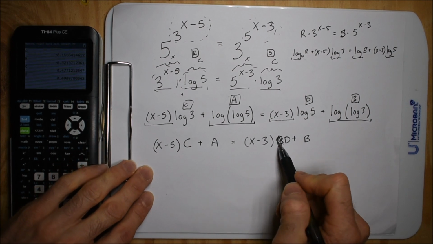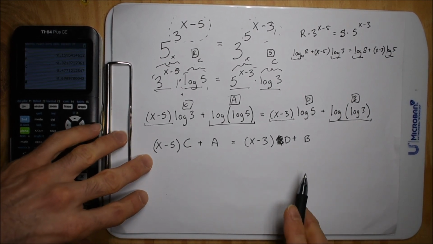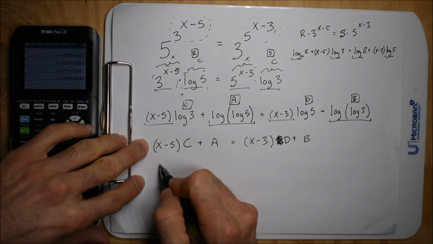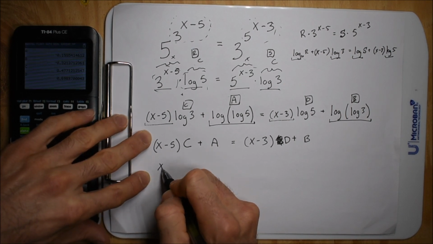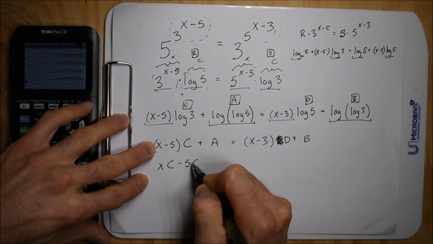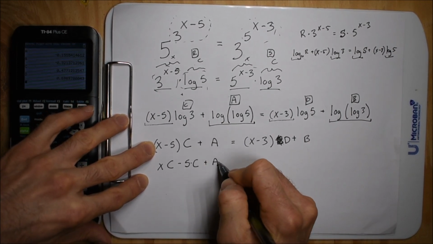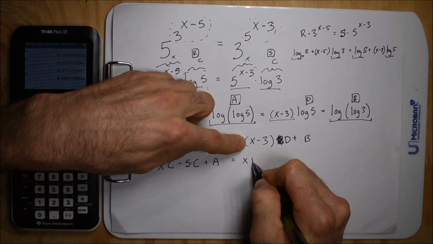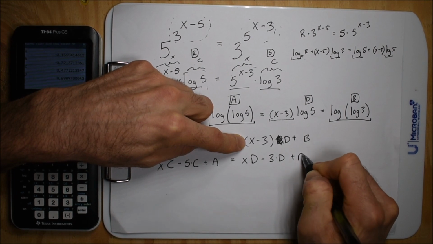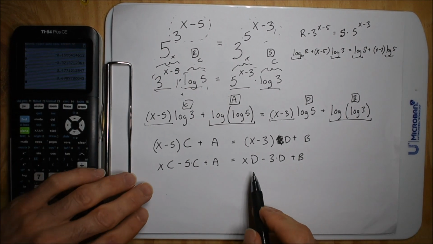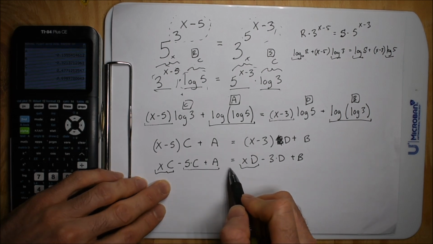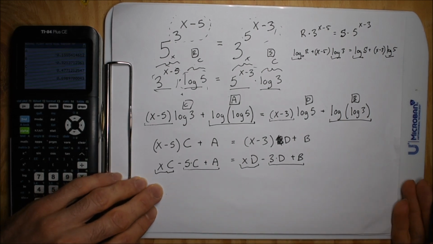Yeah, not as clean because I made a little scribbly there. Okay, so now this is just going to be X to the C minus 5 times C plus A is equal to X to the D minus 3 times D plus B. Cool. So now we have our X terms, and then everything else is just a constant. You know what I mean?